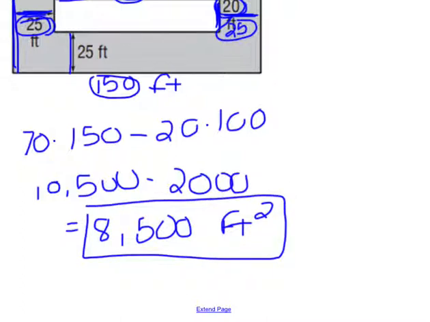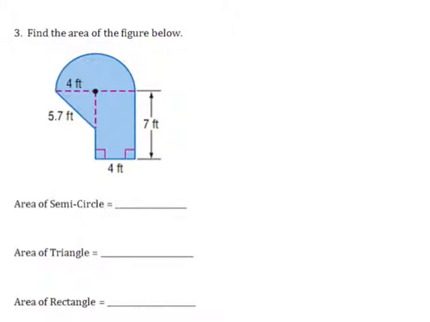Next, let's go ahead and take a look at number 3. So we want to find the area of the shaded region. They were nice and they already split some of it up for us. So we want to first figure out what the area of the semicircle is. Here's my semicircle right here.